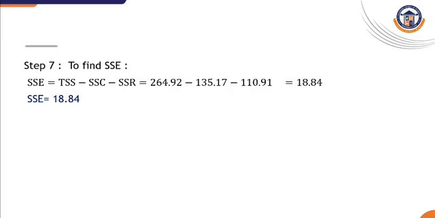The formula for the sum of squares on error is the total sum of squares minus the sum of squares on column minus the sum of squares on row. We already determined these three values. 264.92 is the total sum of squares, minus the sum of squares on column, 135.17, minus the sum of squares on row, 110.91. The final answer for the sum of squares on error is 18.84.